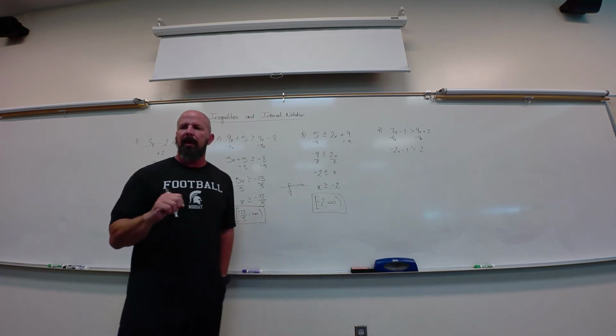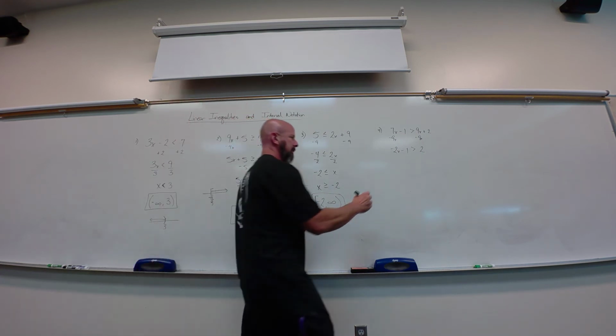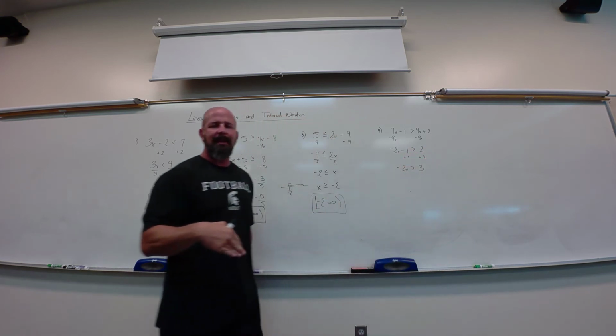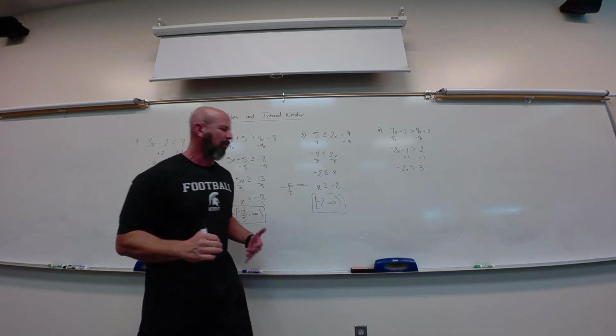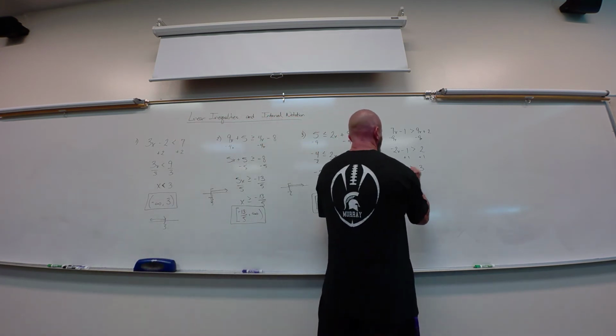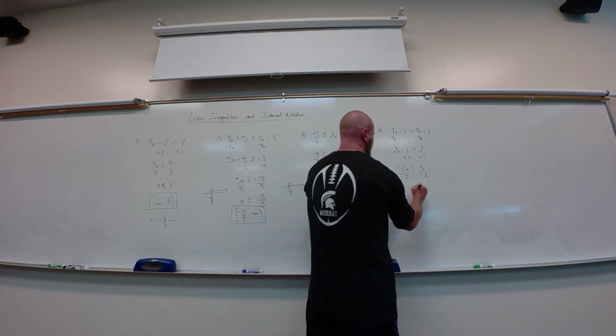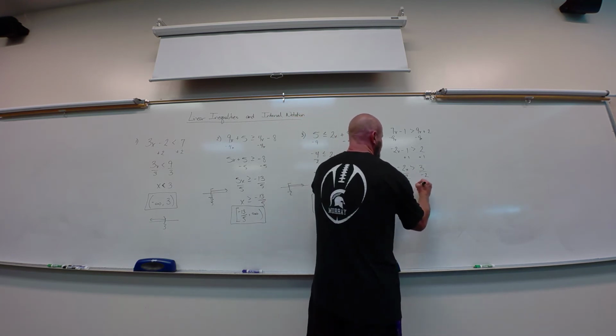Here's my two-step equation. I'm going to add that 1. Negative 2x greater than 3. And then my last step, divide by the negative 2. And here's the other part. It's a little different than solving equations. This would become x less than negative 3/2.